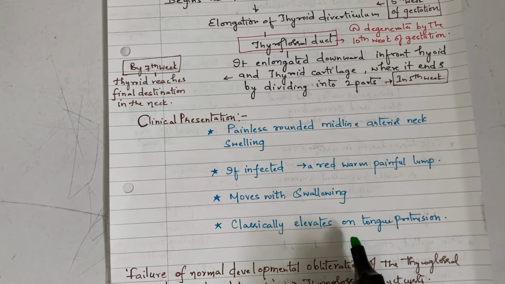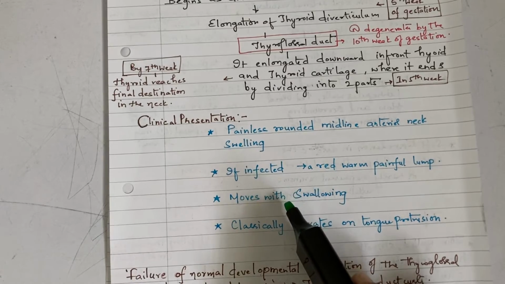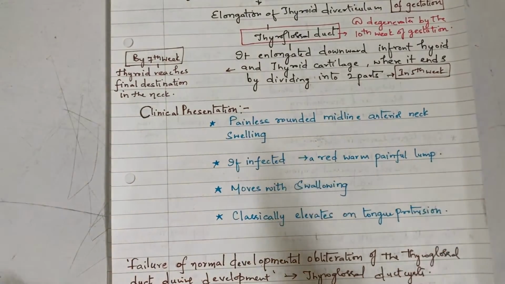Classically, it elevates on tongue protrusion, because it is a connection between the future thyroid and the foramen cecum, where the duct will be present. So when you protrude the tongue, it also elevates. On swallowing, it moves. So this is the clinical presentation, and you got 2 points.